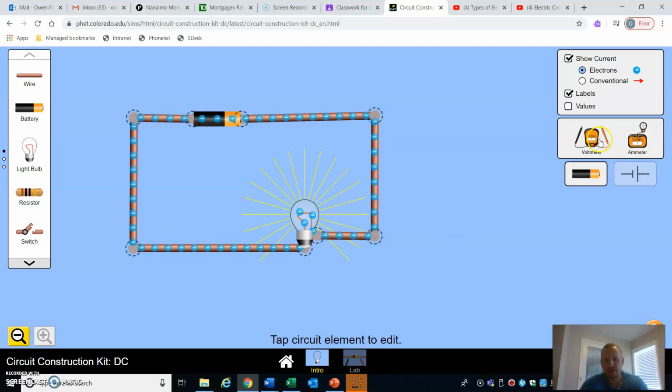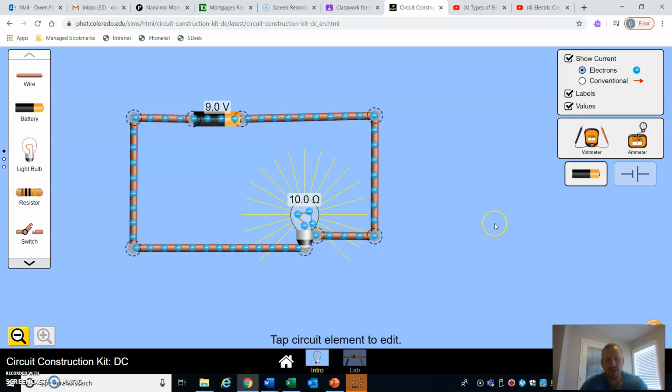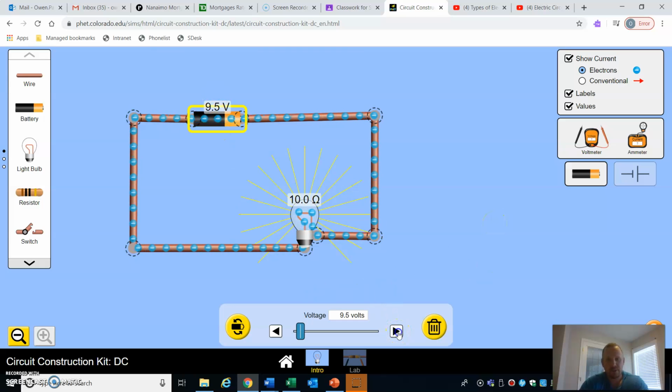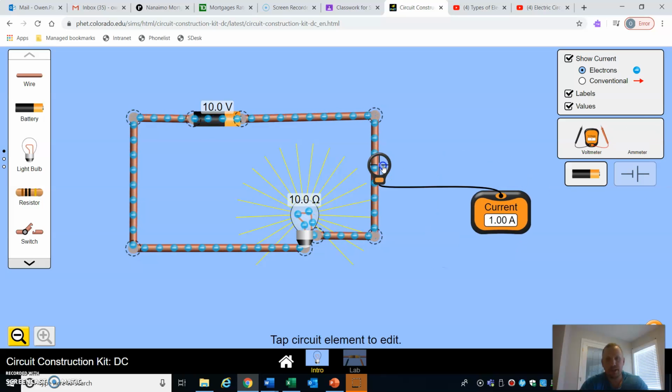So this is flowing here. We know the voltage of the battery is 9 volts. I'm going to click this show values. We're going to make it 10 volts just to make the math a little easier. And we'll look at the current here. Current's 1 amp. So we have 10 volts, 10 ohms of resistance, and the current is 1 amp.